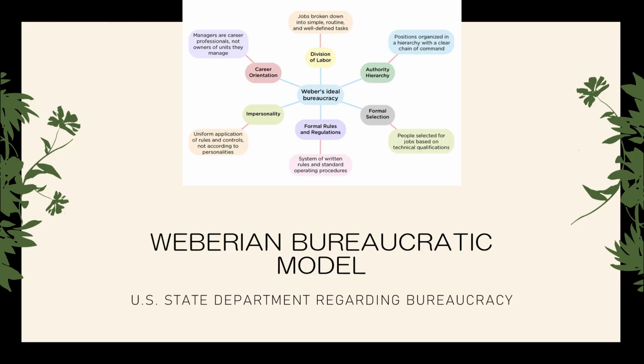Next, we have the Weberian bureaucratic model, which there's a picture right there. There are six criteria for this bureaucracy. And I'm going to explain how each one applies to the U.S. State Department and what makes the U.S. State Department a bureaucracy.